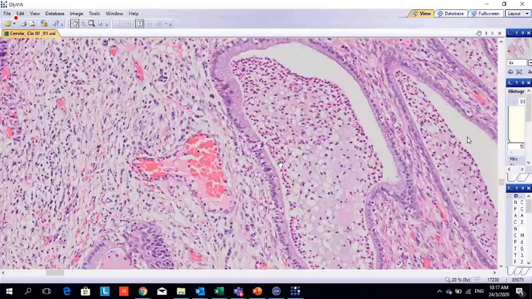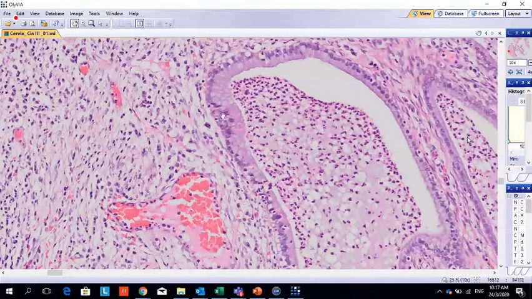So this is the endocervical gland. Look, they are lined by mucus secreting epithelium or columnar epithelium secreting mucus.